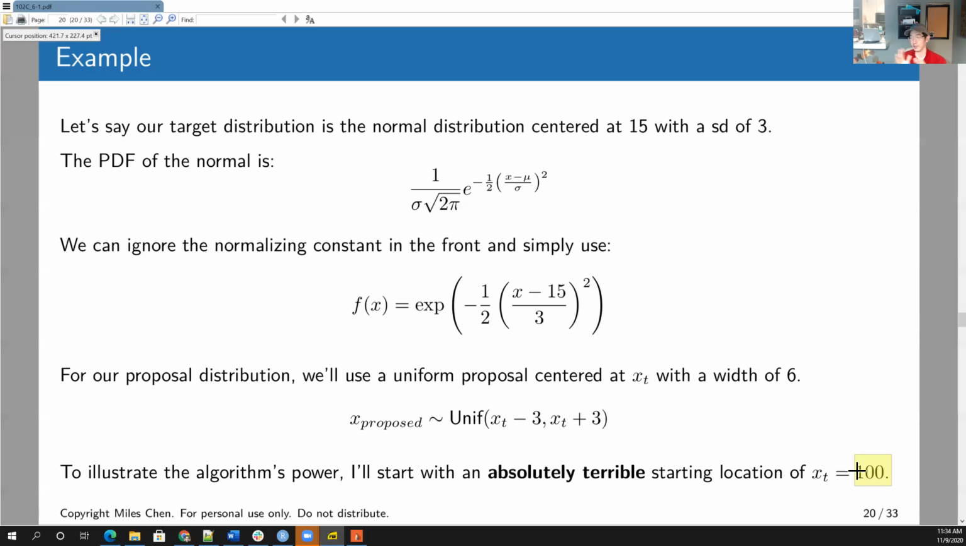If you think about this, the target distribution is centered at 15 and has a standard deviation of 3, which means 95% of values are within 2 standard deviations of the mean. So 95% of values are within 15 plus or minus 6, so between 9 and 21. Then 99.7% of values are within 3 standard deviations, so between 6 and 24. So almost 100% are between 6 and 24. What's the probability I would generate a value like 100? That probability is practically 0. But just to show how this works, I'm going to start my algorithm at this terrible location 100, and let's see what happens.